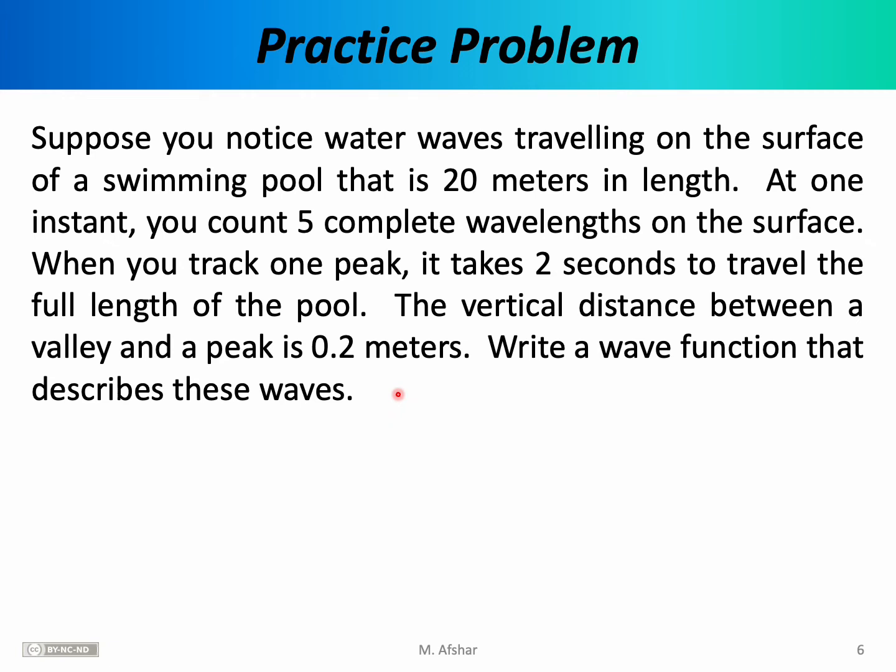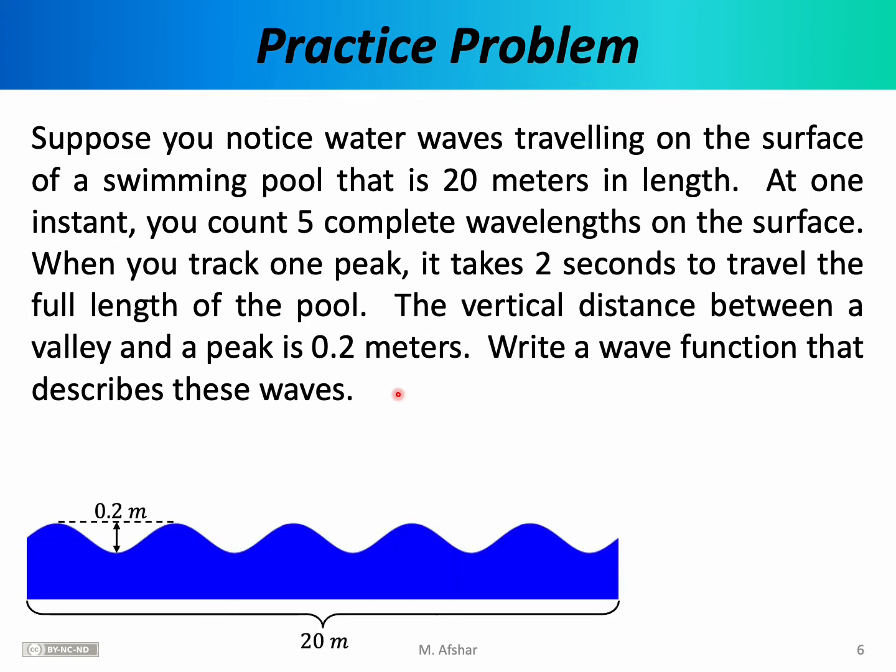So here I'm providing you with a verbal description of water waves, and I want you to give me a precise mathematical description in terms of a function. It helps to have a picture in mind. Here is what the surface of the swimming pool might look like. The swimming pool is 20 meters in length. And we are told that we can see 5 complete wavelengths on the surface.